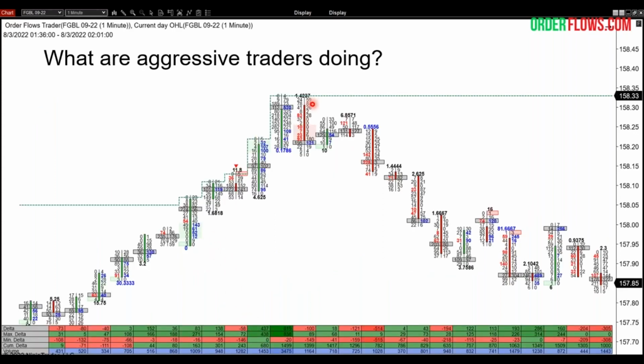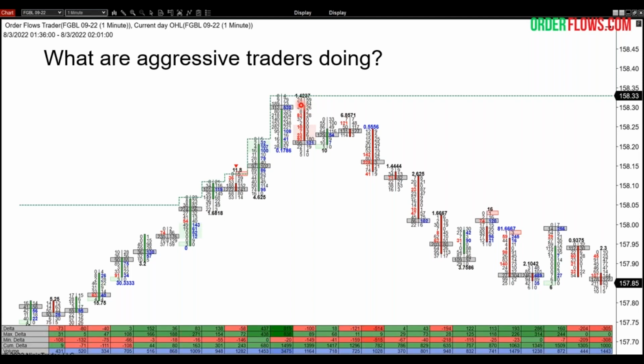When you get up towards a high of the day right here, and you see aggressive selling coming in, as the market is rallying, you're expecting to see aggressive buying, right? That's why you see these bars with all these blue volumes in here, right? Because that's the aggressive buying that's taking place. Then the market turns here and you have aggressive selling right at the high of the day. It's a bar after the high has been made, but again, this bar got within one tick of the high. All of a sudden you see aggressive selling coming in.